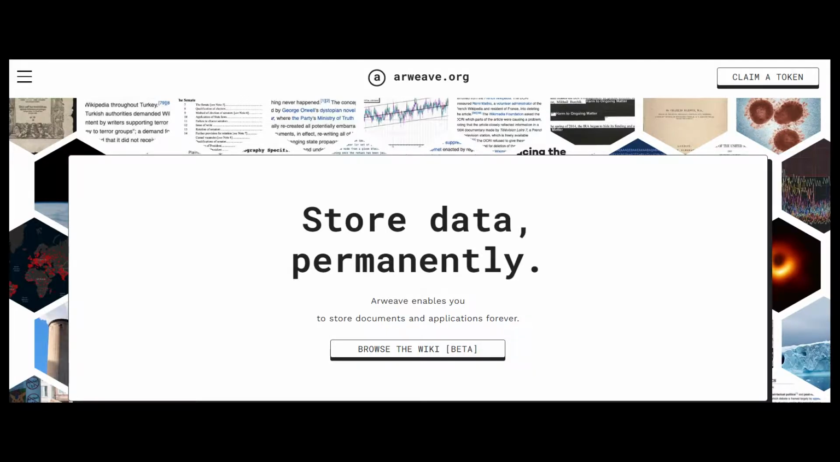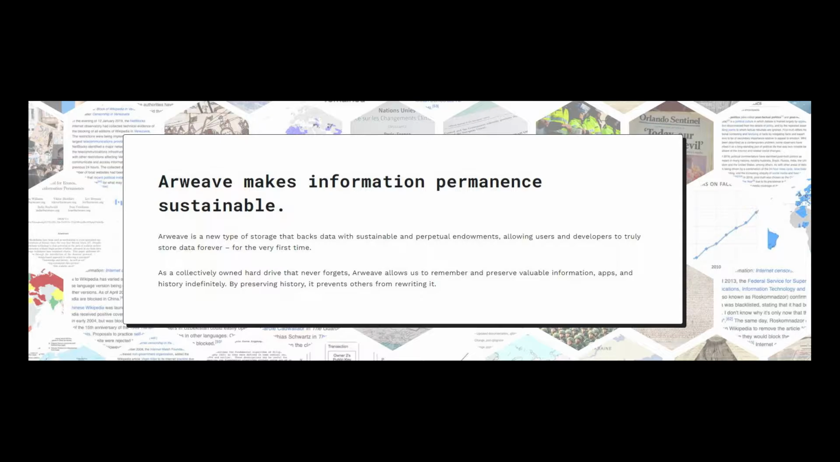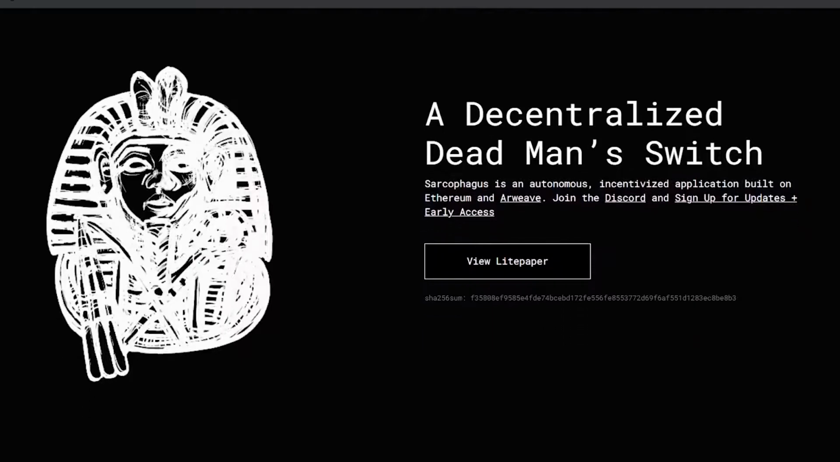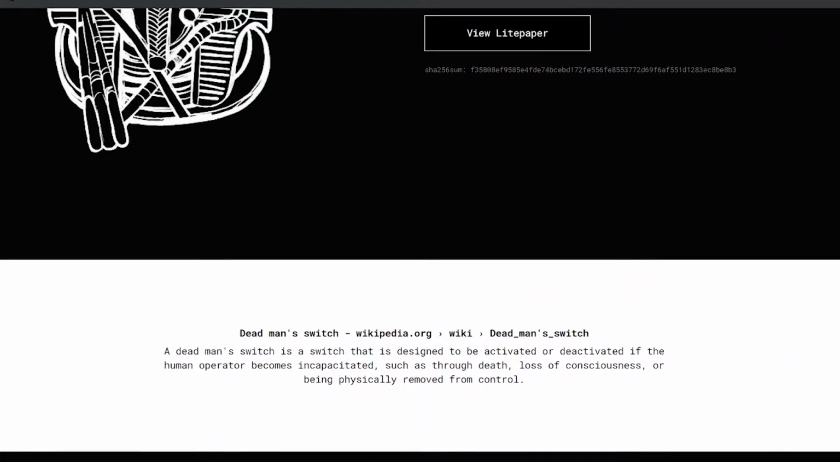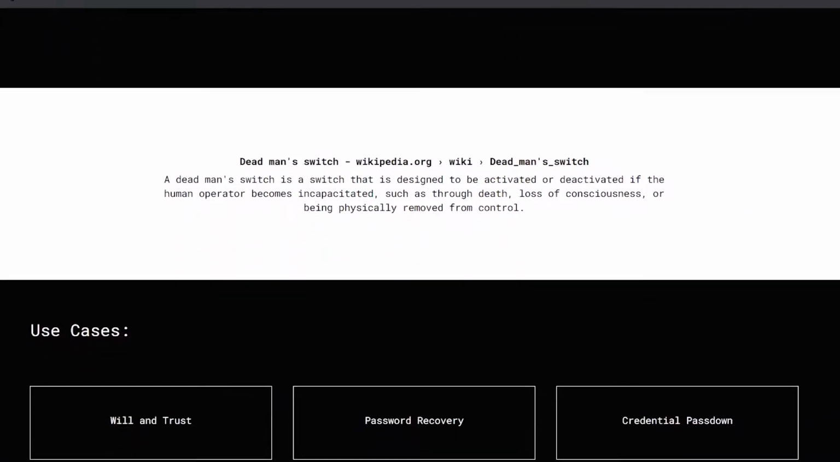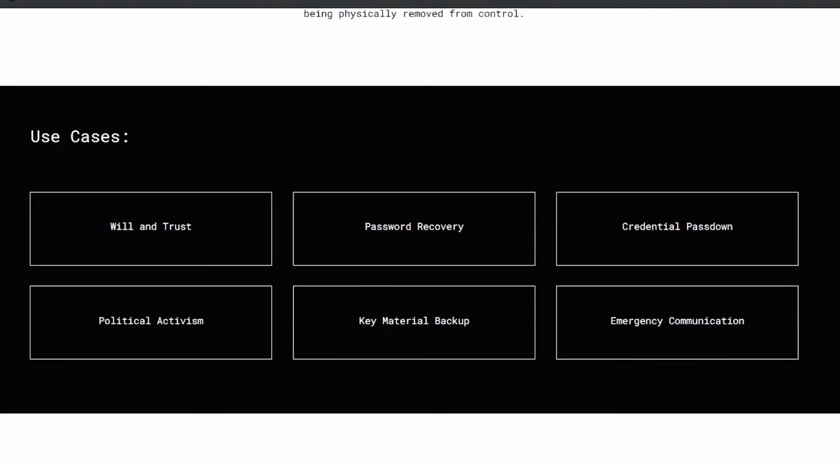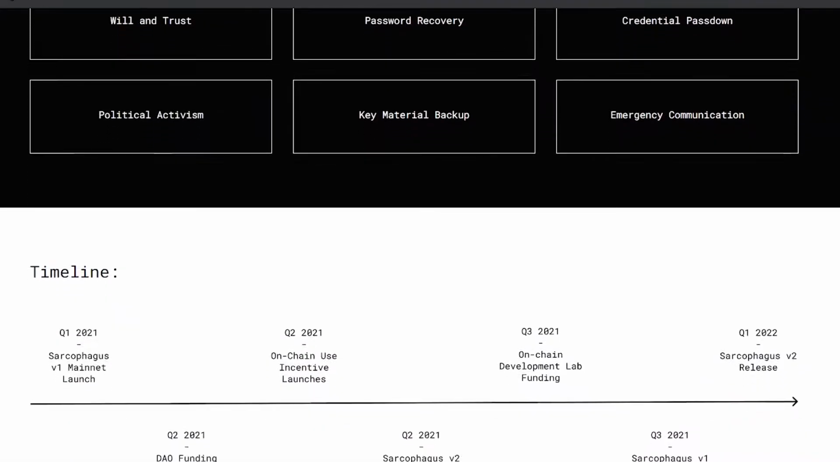Sarcophagus is a token that was built on the Ethereum network using the Arweave protocol, a protocol making permanent online data possible. It was created by a global team of software developers and crypto enthusiasts who saw the need to create a Deadman switch to secure important documents in the crypto sphere.